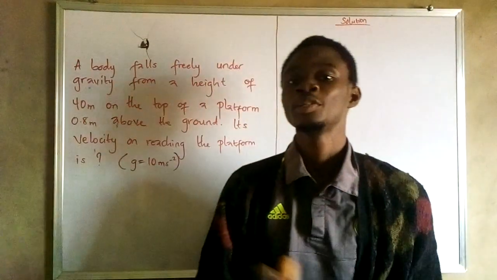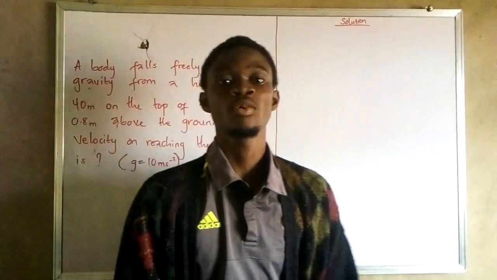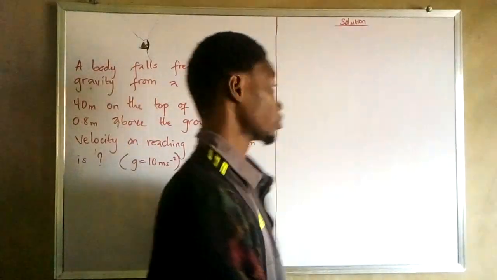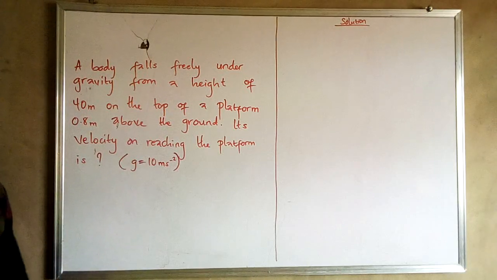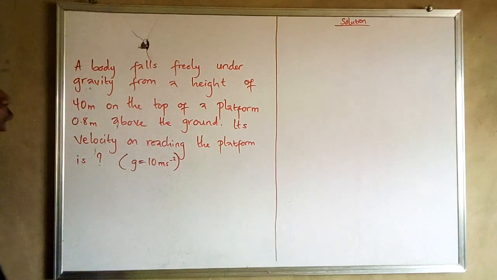In this video, I'm going to be solving a question involving the equation of motion. On the board, the question says, a body falls freely under gravity from a height of 40 meters on the top of a platform 0.8 meters above the ground. Its velocity on reaching the platform is, given that gravity is equal to 10 meters per second squared.